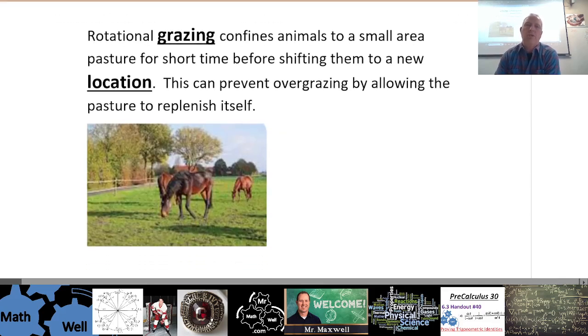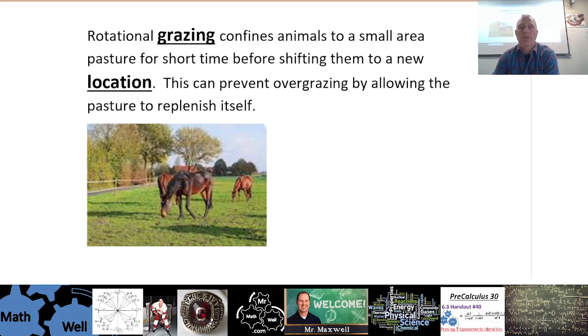Rotational grazing, mentioned before, or I guess we mentioned crop rotations. Rotational grazing confines animals to a small area of pasture for a short time before shifting them to a new location. So this can prevent overgrazing. Overgrazing is literally allowing animals to eat too much of the grass or the hay or the produce from the land at once, and therefore putting it in jeopardy, killing it, ripping it all out, whatever.